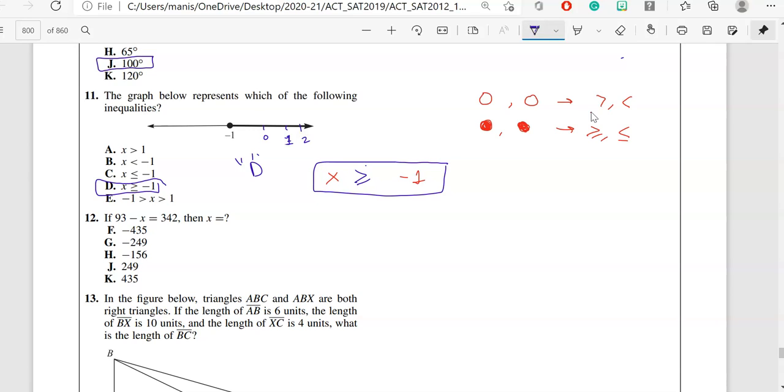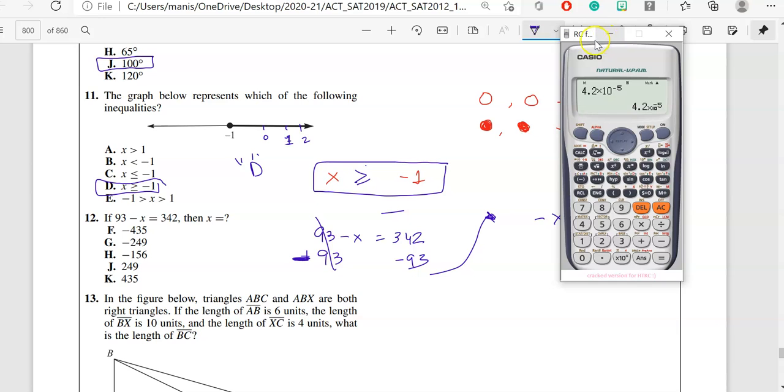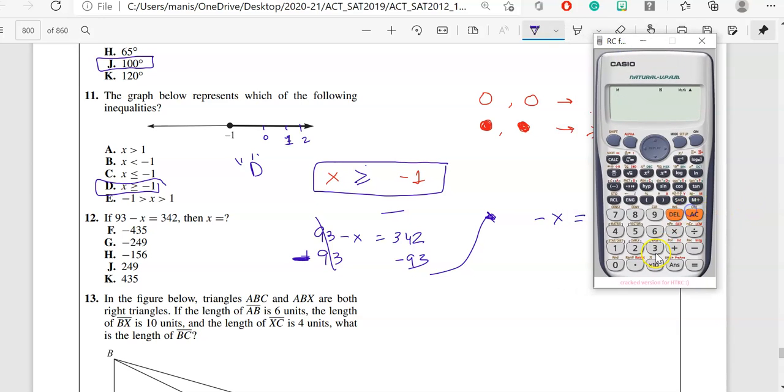So let's pay attention to question number 12. If 93 minus x is 342, then x is equal to what? It's an example of a one-step equation. So 93 minus x is equal to 342. What I will do is subtract, not add, subtract 93 from both sides. So my step will look like this: negative x is equal to 342 minus 93. Let's use our calculator. So that's 342 minus 93. So your answer is 249.